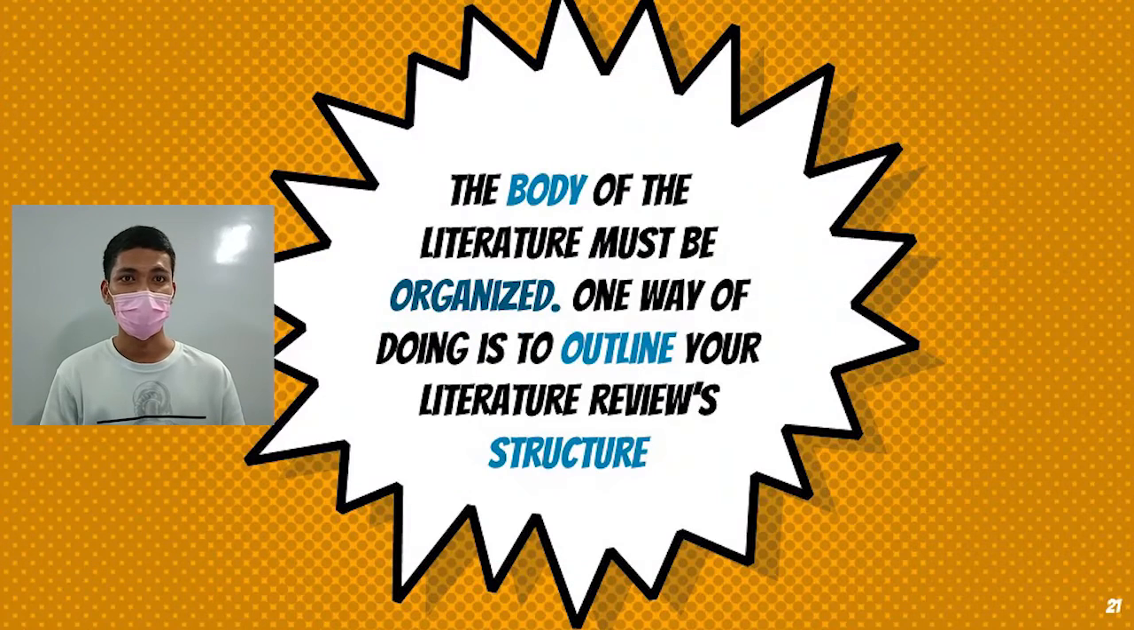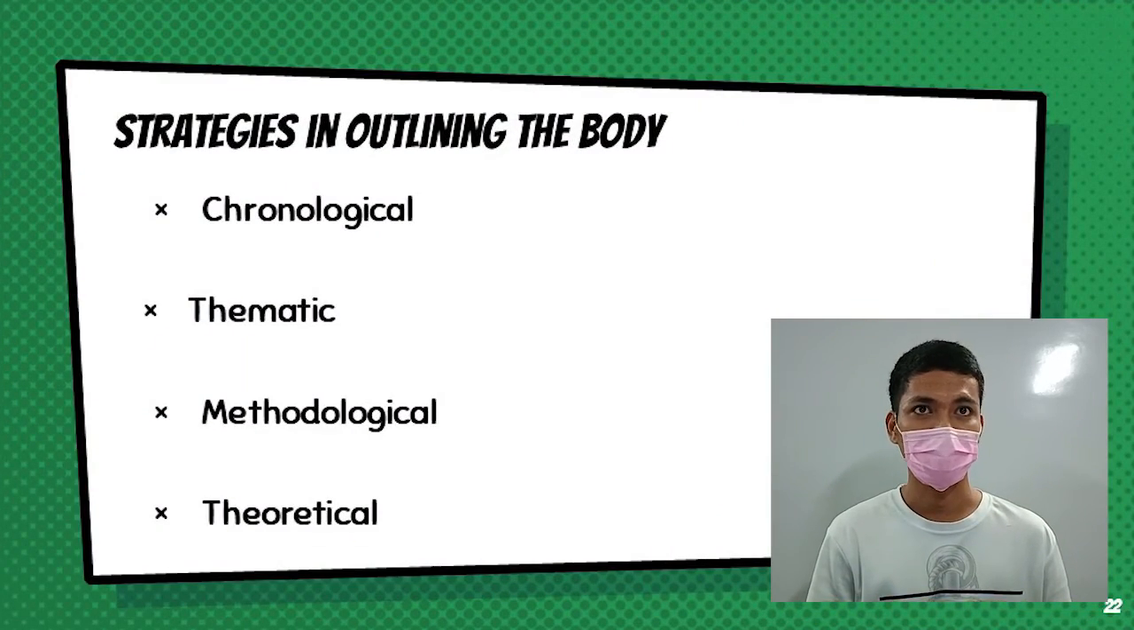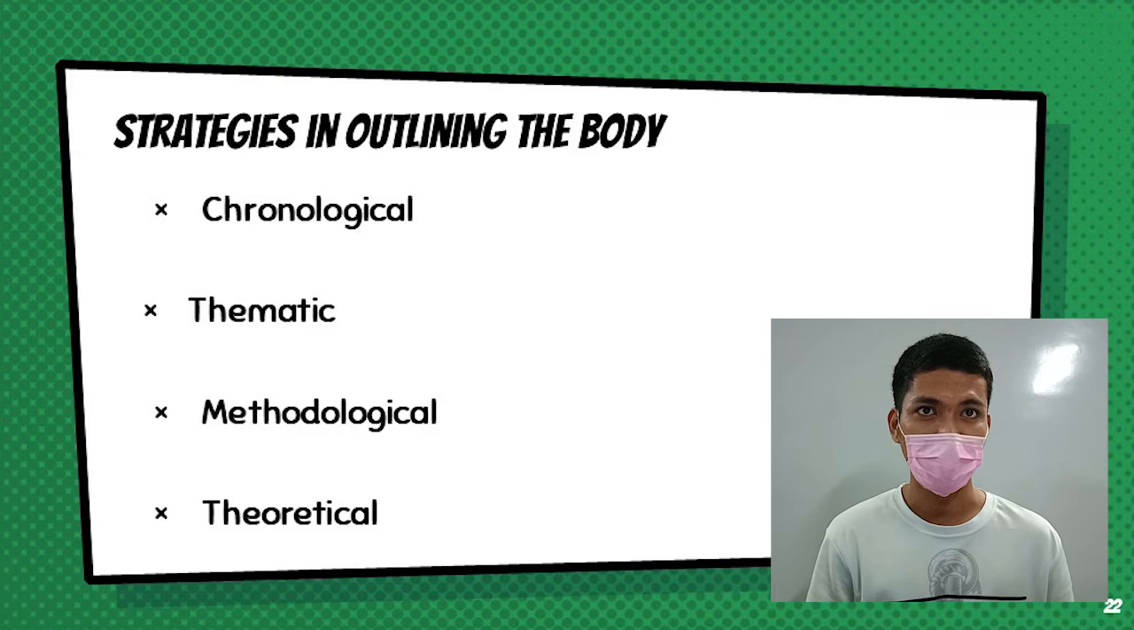The body of the literature must be organized. One way of doing it is to outline your literature review structure. Here are the strategies in outlining the body structure: chronological, thematic, methodological, and theoretical.